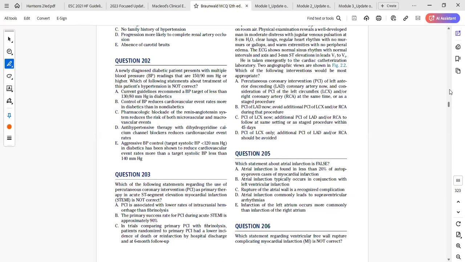140 millimeters of mercury. So this question is a straightforward answer. The incorrect answer is E. Aggressive BP control in diabetes has been shown to reduce cardiovascular event rates more than a target systolic blood pressure of less than 140 millimeters of mercury.